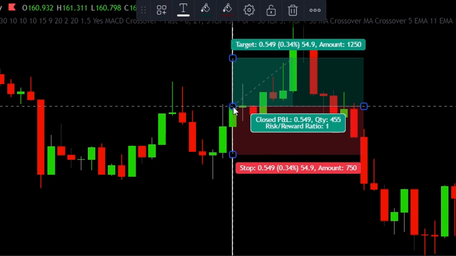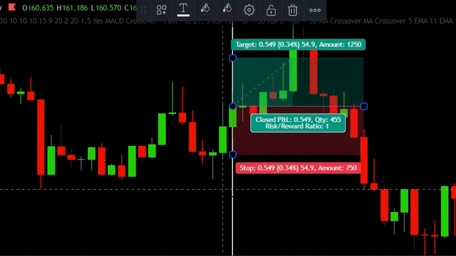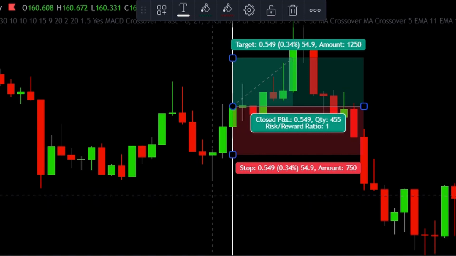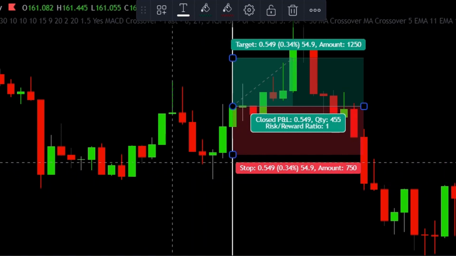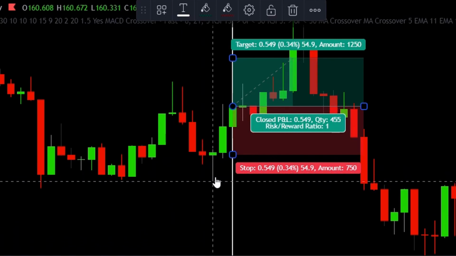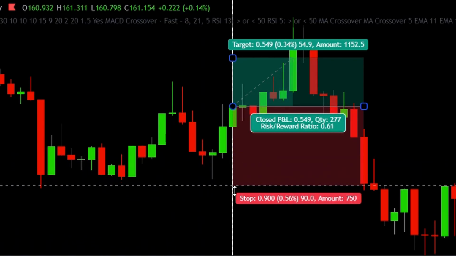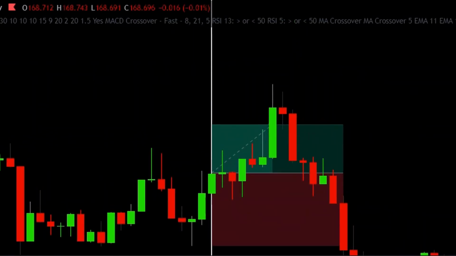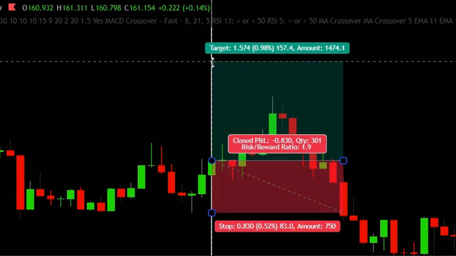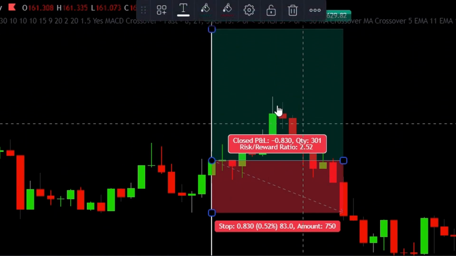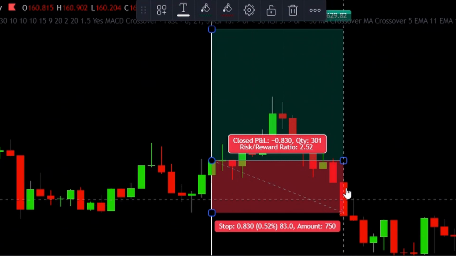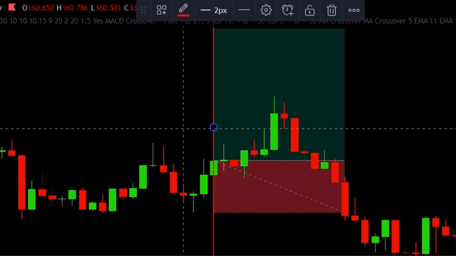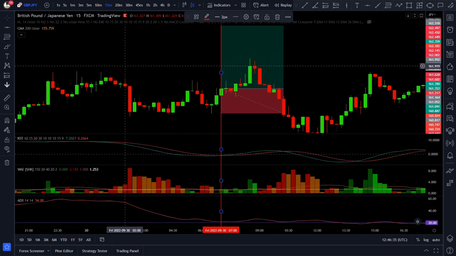Entry level will be at the close of this candle. The stop loss goes to the lowest point of the last 8 candles, so count back 8 candles. 1, 2, 3, 4, 5, 6, 7, and 8. The lowest point will be on this candle. And the take profit will be a 1 to 2.5 risk to reward ratio. Right there. As you can see, this trade was a loser. Okay, now let's see the rules for short entries.